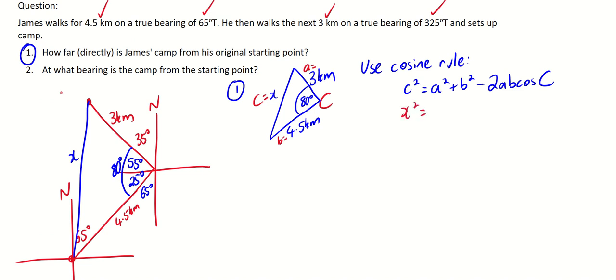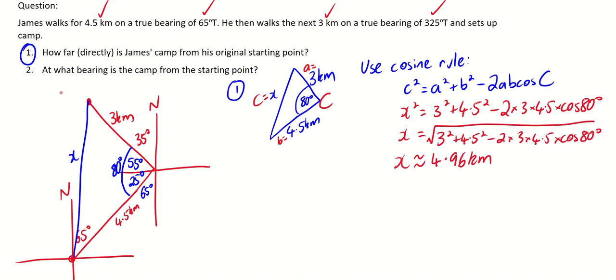Okay, so substituting in all these values. Okay, so to find this unknown, I just need to square root both sides and I'm good to go. So I end up getting approximately 4.96 kilometers. To answer part 2, we need to read the question carefully. It says, at what bearing is the camp from the starting point? So from this starting point, what direction do I need to go to get to the camp? I need to go at that little angle.